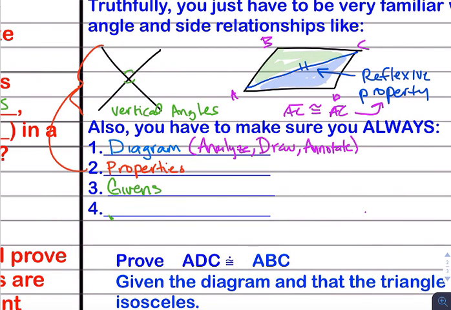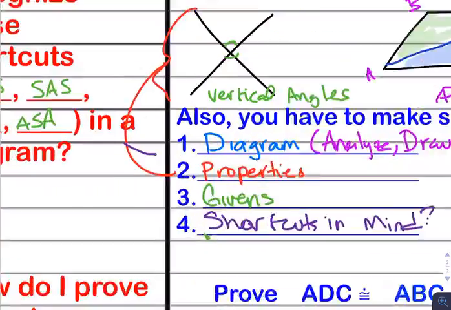Okay. Sometimes things are going to be given to you, like, hey, this is true of this object. Mark it on the diagram. And the last thing is you always have to keep the shortcuts in mind. In other words, which one am I closest to? If I have two sides, I can almost prove things are congruent if I just had another side or another angle. So always, always, always keep these in mind too.